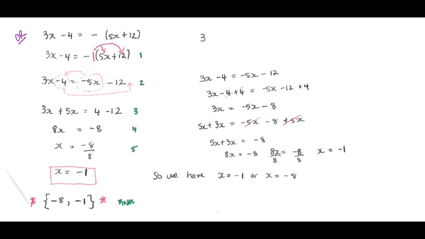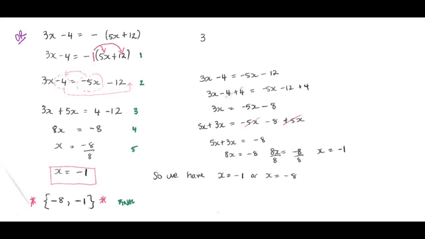All right, so in line 3, I end up with 3x plus 5x is equal to 4. 4 becomes positive, minus 12. I'll have 8x is equal to negative 8. Now x is equal to negative 8 divided by 8. And now x is equal to negative 1. So I've got my two solutions here. x is equal to negative 1 and x is equal to negative 8.